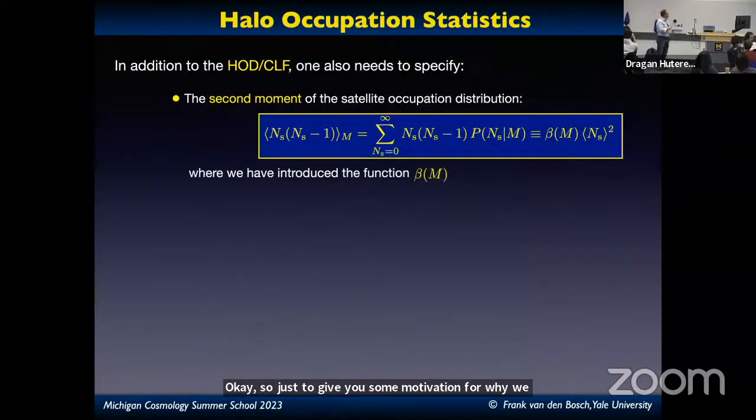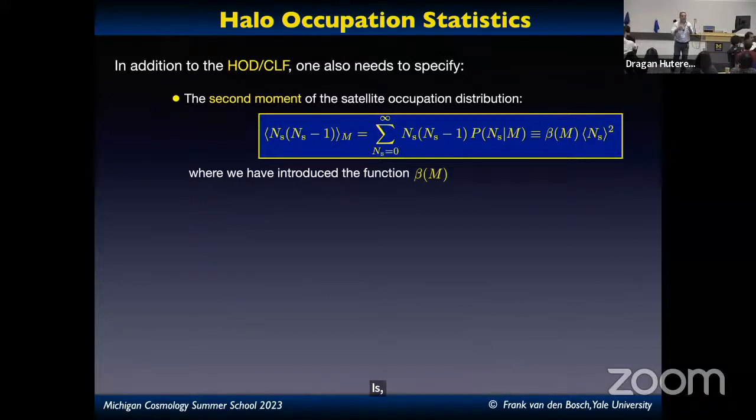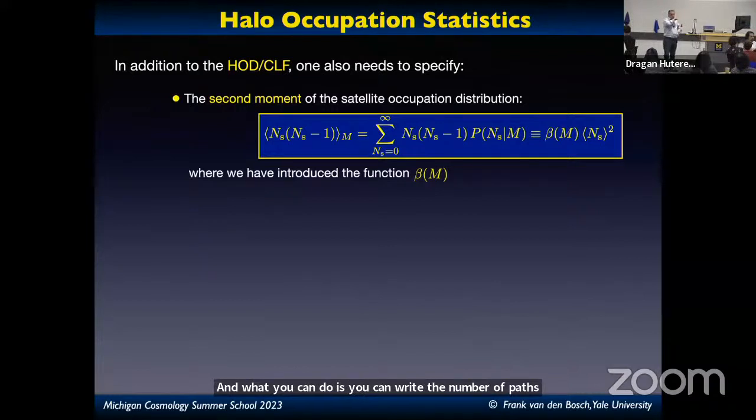The final thing I now need to quantify my halo occupation statistics completely: the HOD and the CLF just tell you how many galaxies there are, but I need to know how many pairs of satellite galaxies there are, because I need to compute the 2-point correlation function. The number of pairs is given by this expression, and it's ultimately related to needing a probability function for n. You can write the number of pairs as some function times the first moment squared, ns squared.